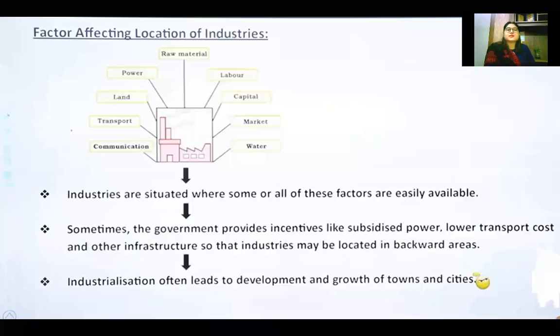There are so many factors, like written here, such as raw material. First of all, the person will see whether the place where he wants to set up the industry is accessible by the people who will bring the raw material, whether there will be access to raw material or not. For example, let's take the cotton textile industry. He will see first what the raw material for the cotton is.